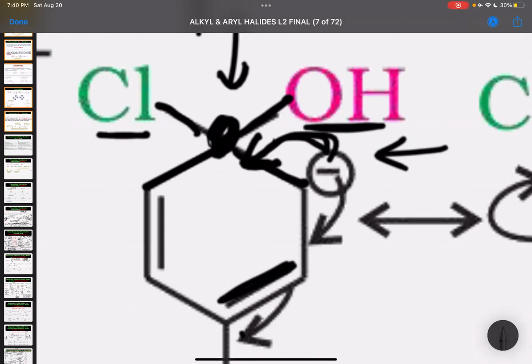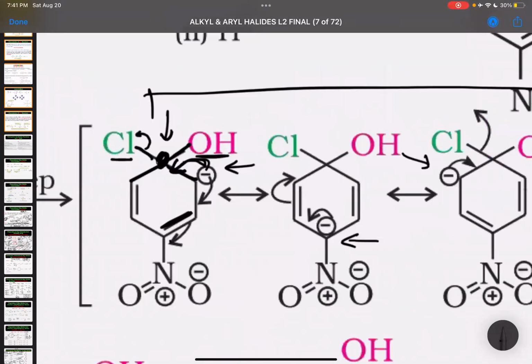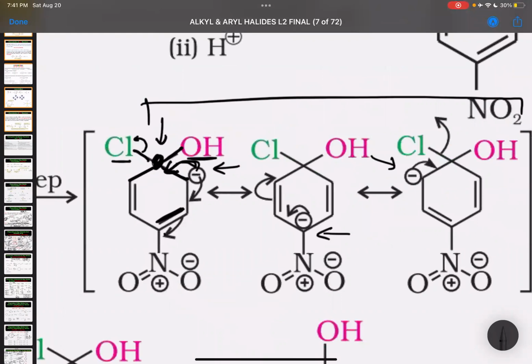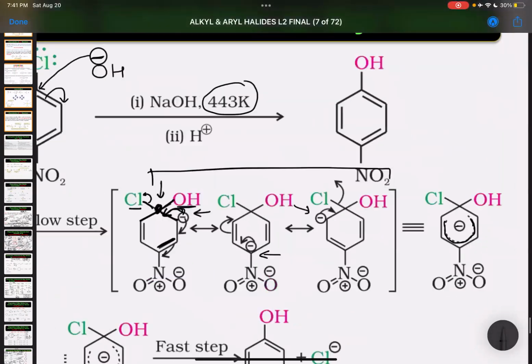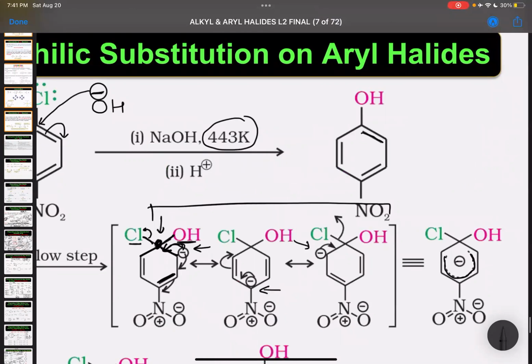Cl is larger. It is more electronegative. It is a non-metal. It has a larger bond, so it is weaker. It can come out more easily as compared to OH minus. OH minus is a very strong base, we know. So Cl minus will come out. And you can see the product has formed. The OH will continue to stay at its position. And Cl minus actually came out.